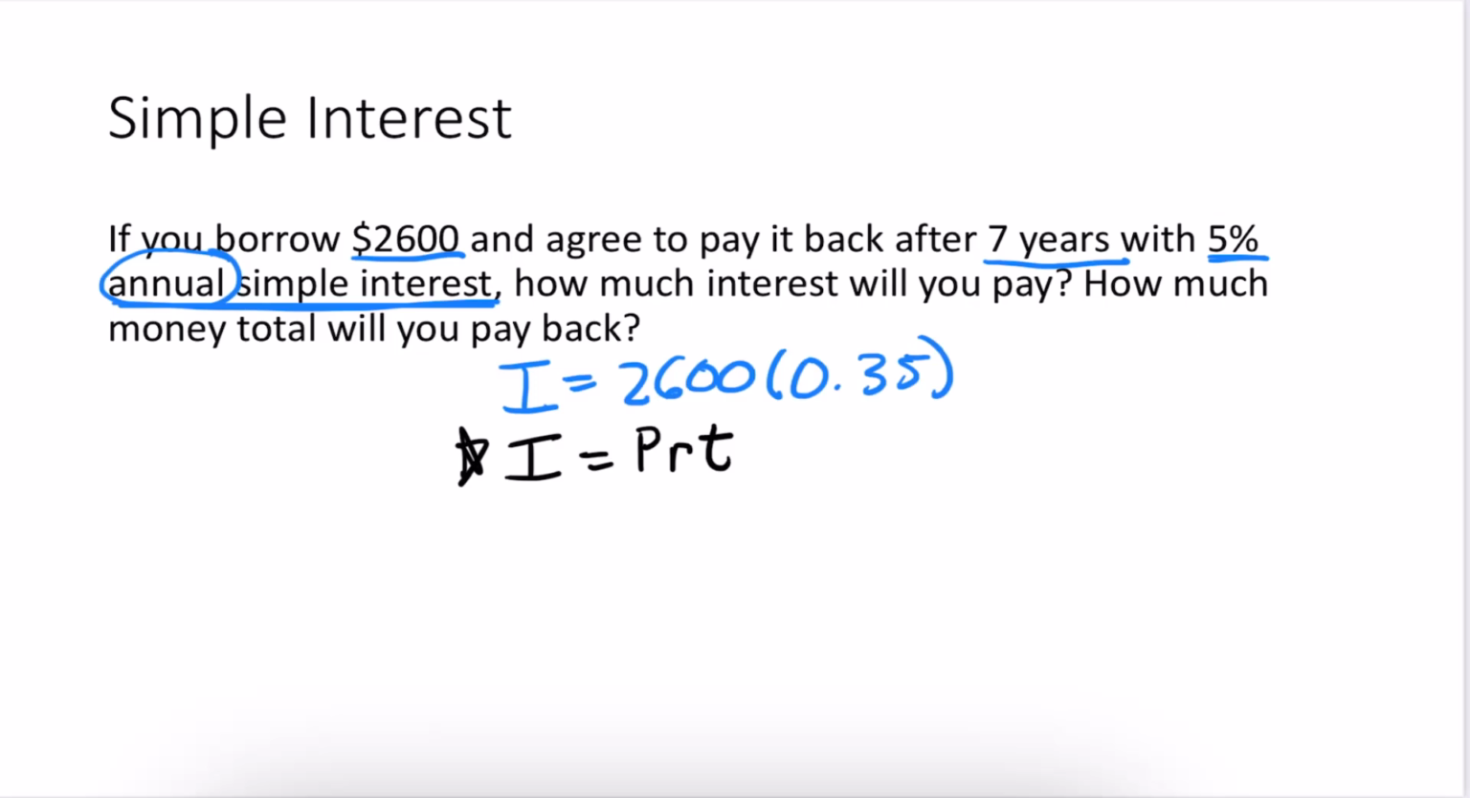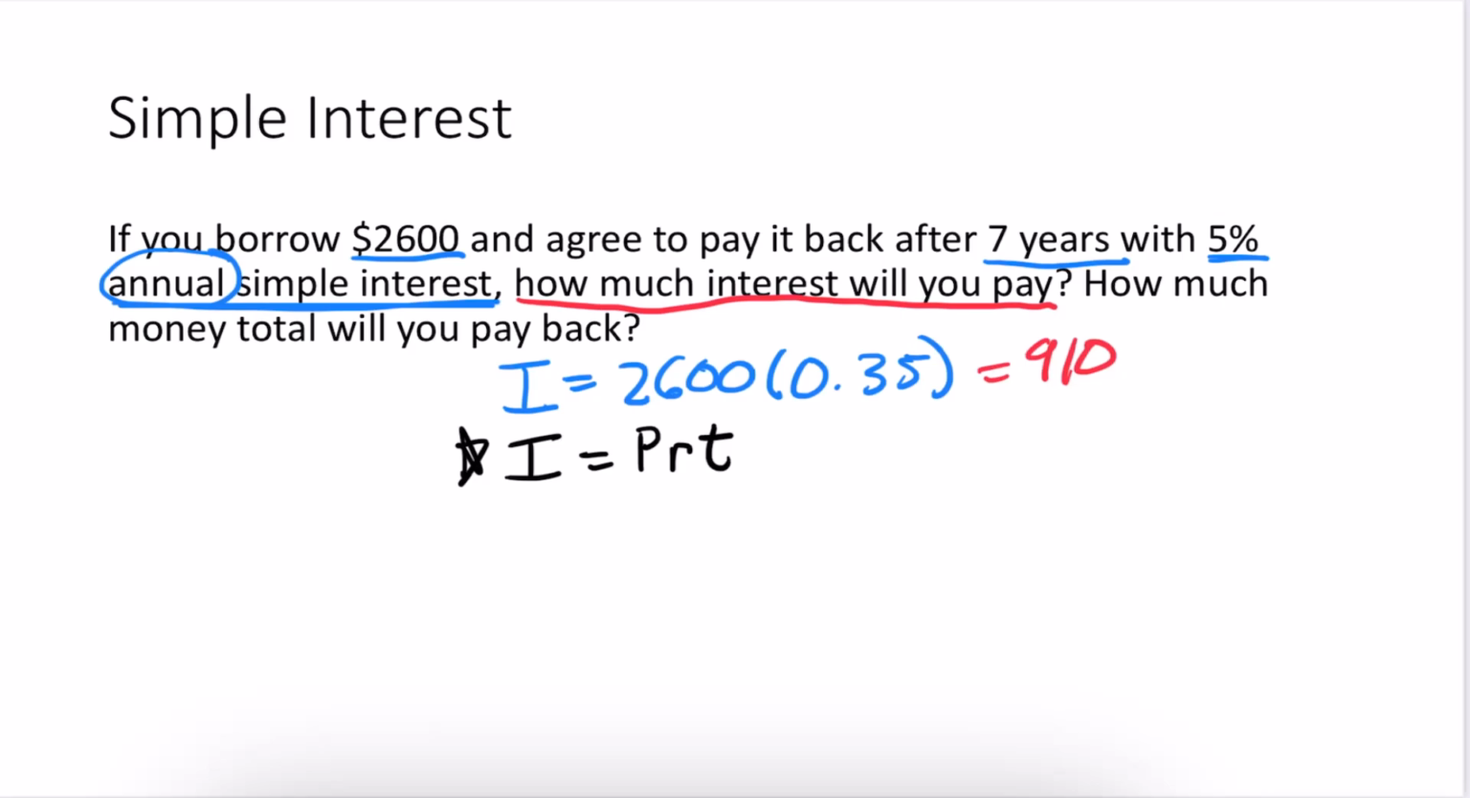So this is how you would find the interest, and in the problem we're solving, this would answer the first question they asked, because I could do 2,600 times 0.35, and that would equal $910. So that would be the interest that I would pay. And then the second question says, how much money total will you pay back? So if you think about it, the amount you're going to have to pay back is the initial amount you paid plus the interest.